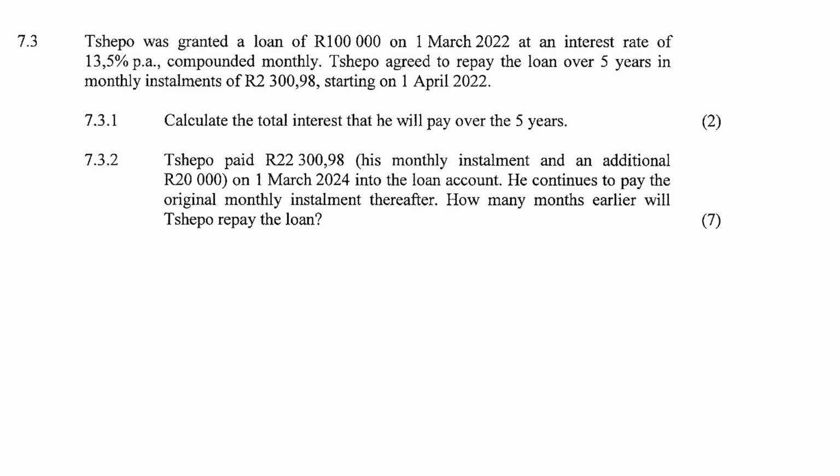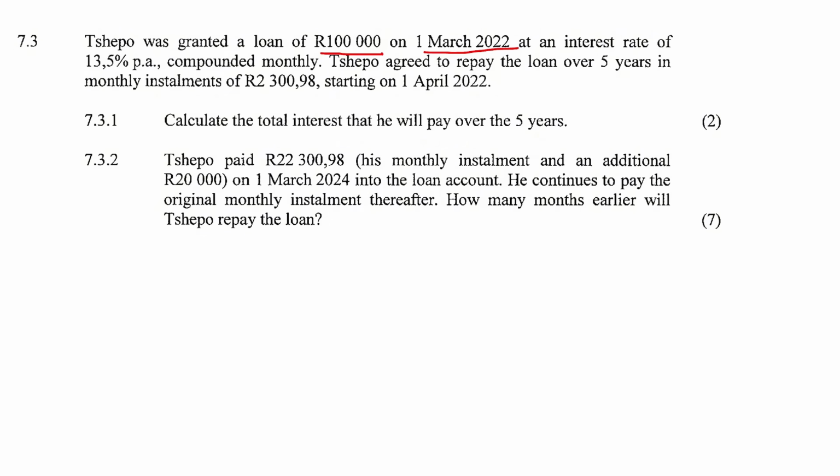Shepo was granted a loan of 100,000 Rand on 1 March 2022 at an interest rate of 13.5% compound monthly. Shepo agreed to repay the loan over 5 years in monthly installments starting on 1 April 2022. Calculate the total interest he'll pay over the 5 years. Very easy, that first question.